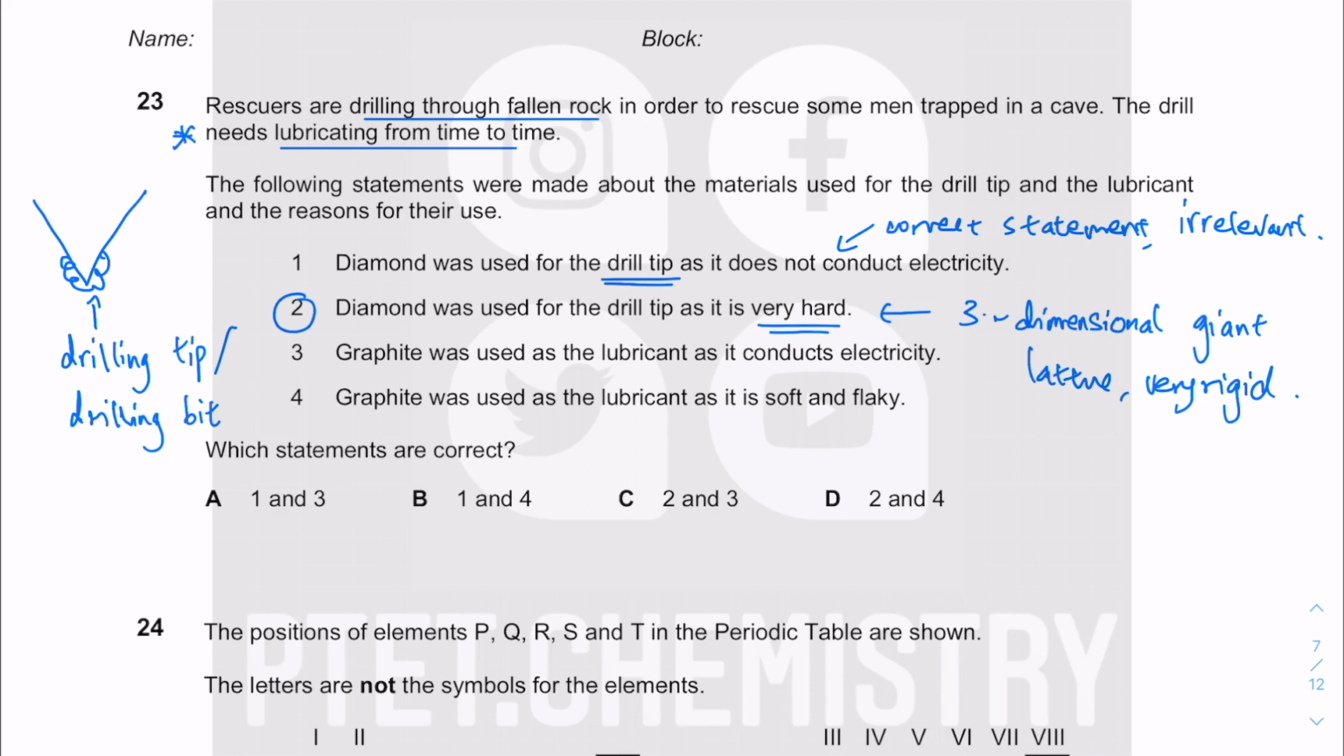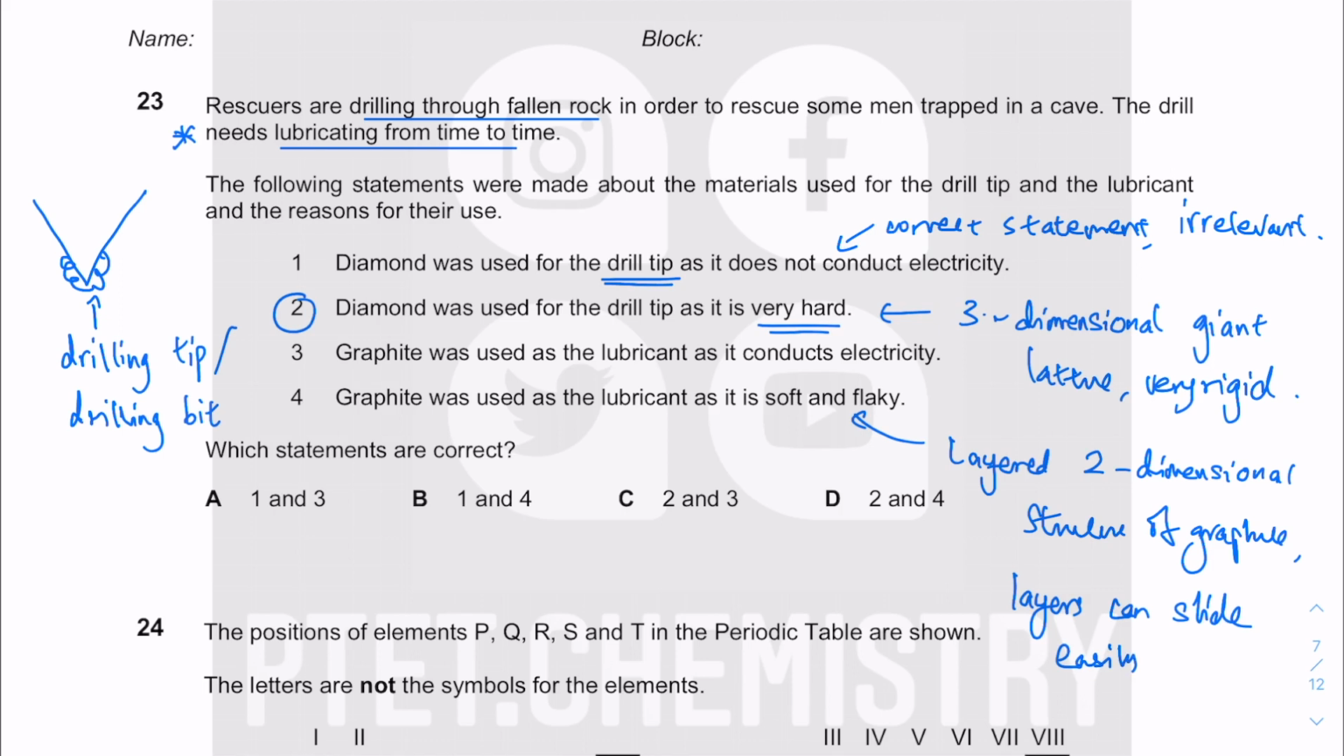So be very careful when you read the question. Graphite is used as a lubricant. Yes, this is again a correct statement, but that is not why you use it as a lubricant. You use it as a lubricant because of the layered, 2-dimensional structure of graphite, which means that layers can slide over each other easily.